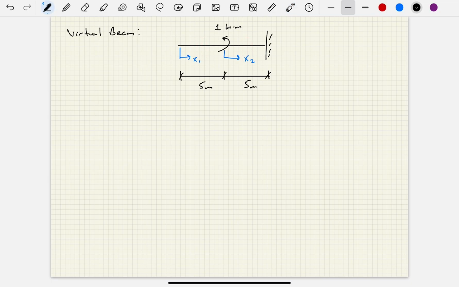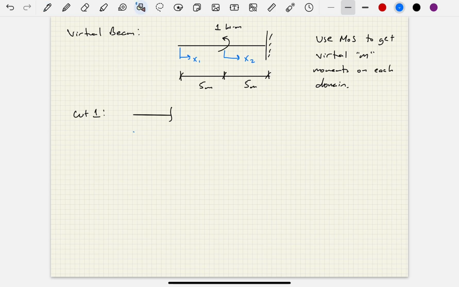So I'm going to make a note over here: use MOS to get virtual little m moments on each domain. Okay, so I'm going to say cut 1, and this is going to be in the first domain. So I've got my cut section here, and here is x1, and I'm going to sketch on here. Let's use maybe purple. Here is little m1, okay? Now, obviously, there are no loads here, right? If I just look at this free-body diagram, there are no applied loads, so clearly little m1 is going to be 0, okay?